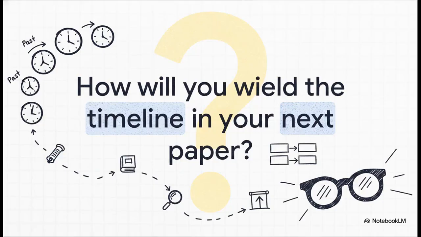Which leaves us with this final thought. If a single tense shift can transform how a peer reviewer perceives an eternal fact versus a historical accident, how will you wield the timeline in your next academic paper? Remember, grammar isn't just some arbitrary set of rules you're forced to memorize. It's your researcher's lens. Use it strategically to keep your brilliant work in sharp, undeniable focus.